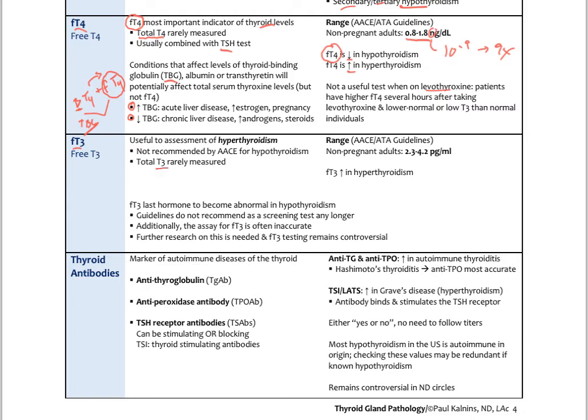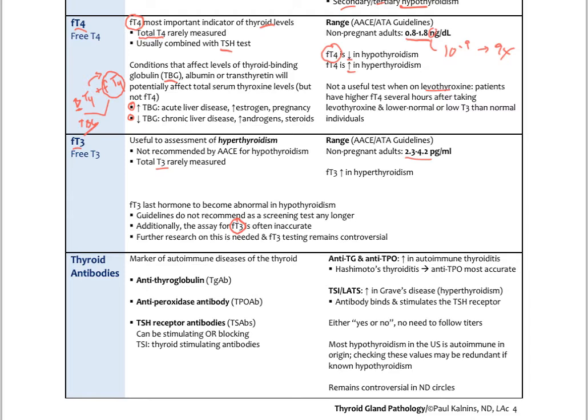So free T3 can be helpful in hyperthyroidism, and the range in non-pregnant adults would be 2.3 to 4.2 picograms per milliliter. And it's going to be increased in hyperthyroidism. It's the last hormone to become abnormal in hypothyroidism. And the other thing to think about with free T3 is the laboratory assay. There are a lot of things that can skew the results on that. So it's not considered to be a particularly accurate test.